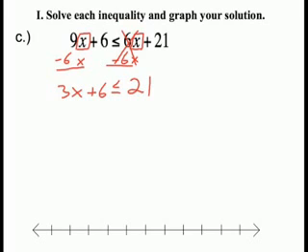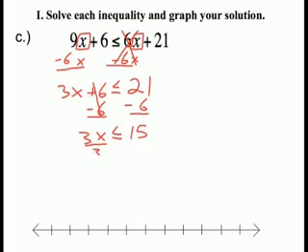Now we have a two-step inequality to solve. So because we're adding 6, we'll subtract 6 to both sides. On the left side, the 6's cancel out. We're left with 3x is less than or equal to 21 minus 6 is 15. Divide by 3. X is less than or equal to 5.